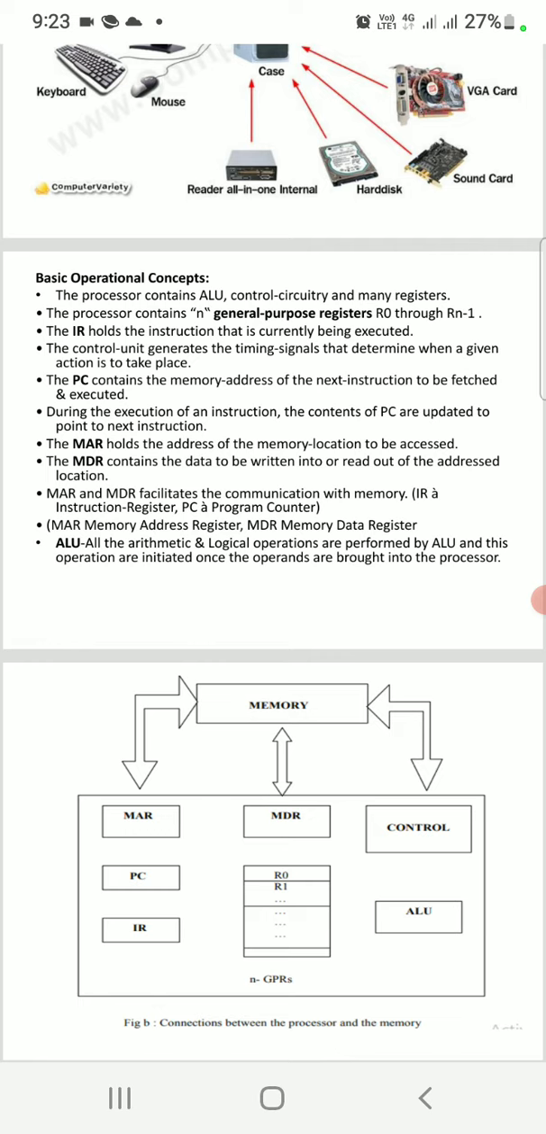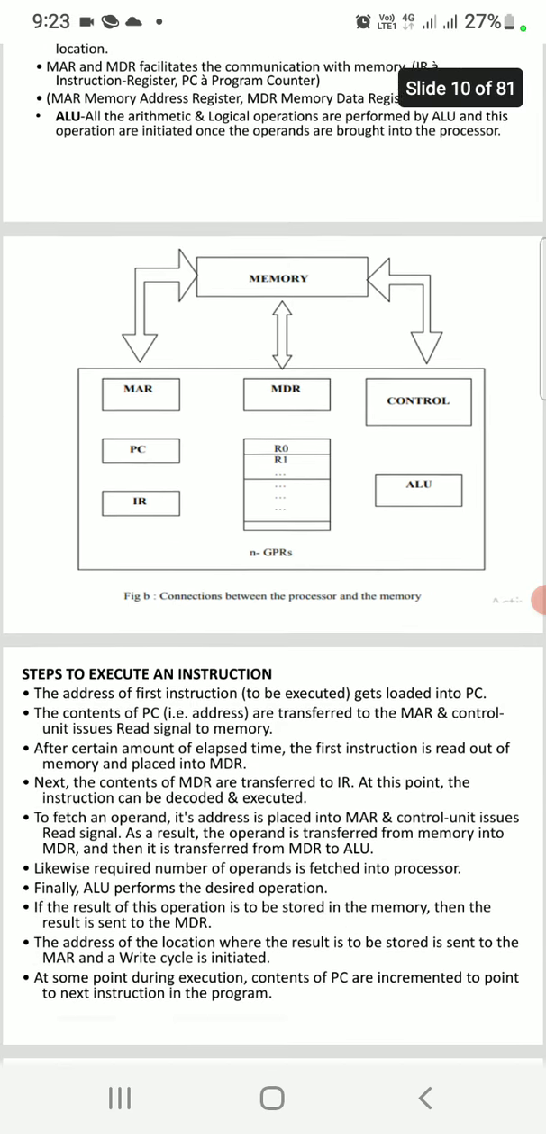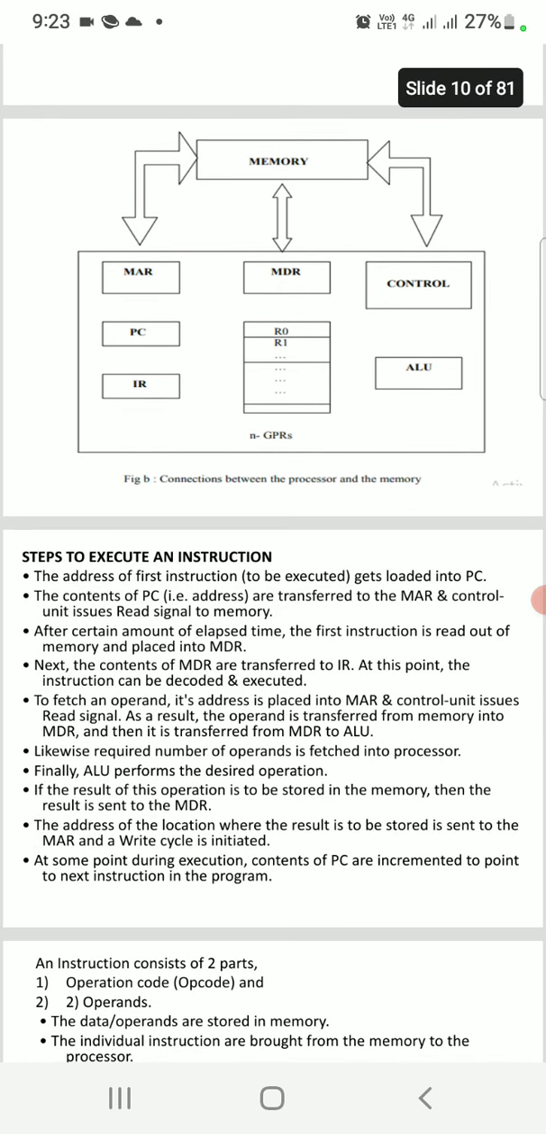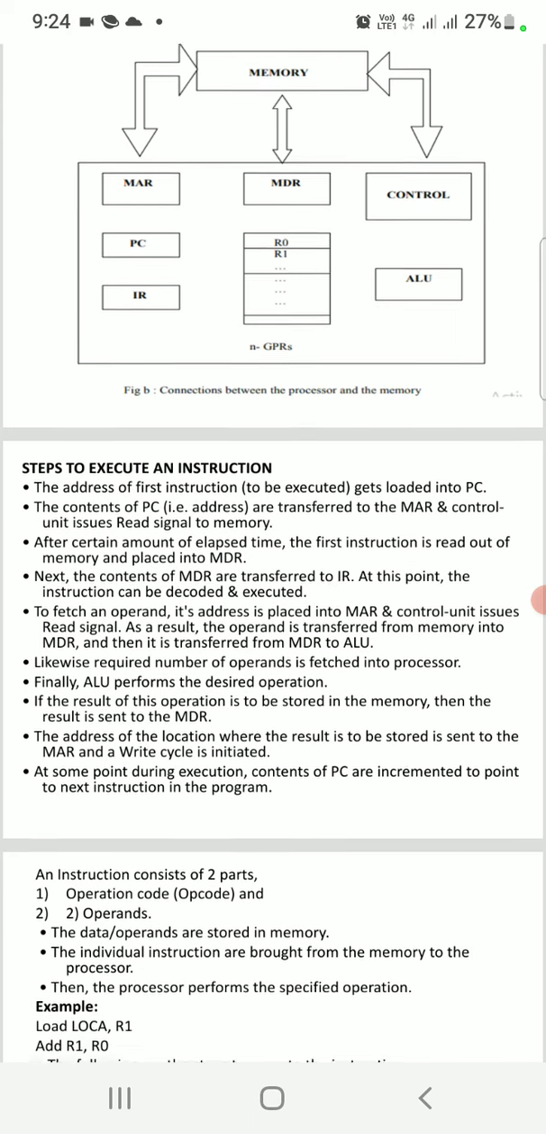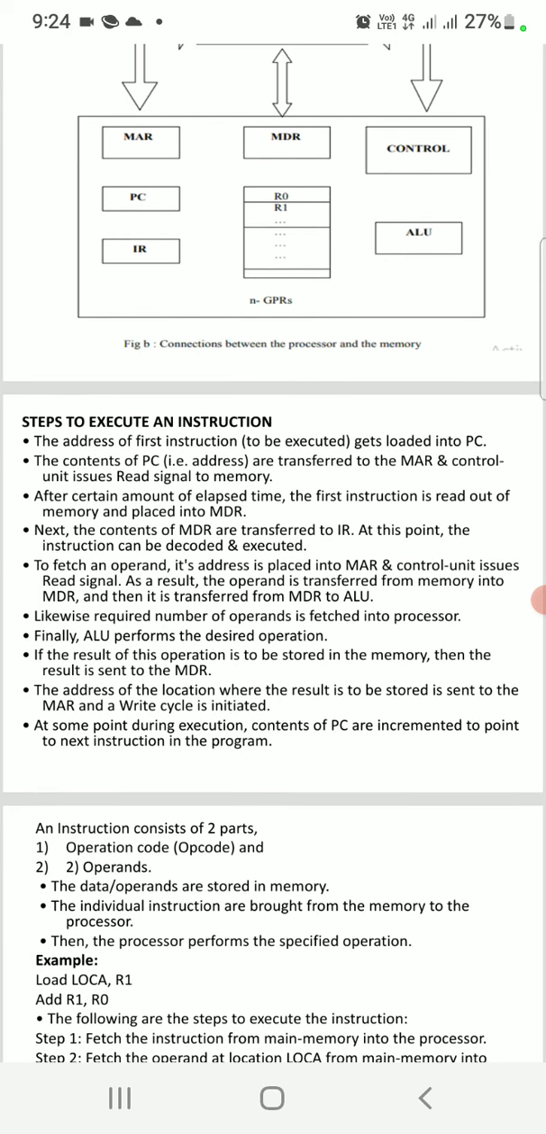ALU is used for arithmetic and logical operations: addition, subtraction, multiplication, and division. These are the steps to execute the instructions. We know the opcode and operands.